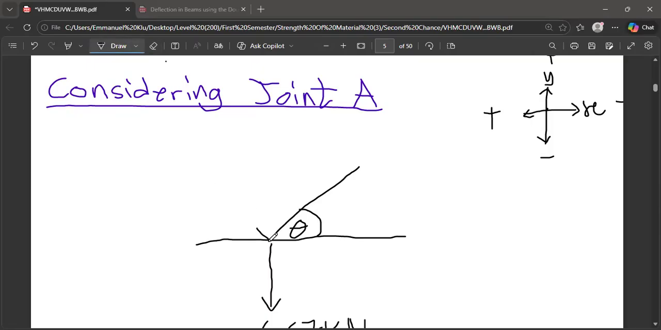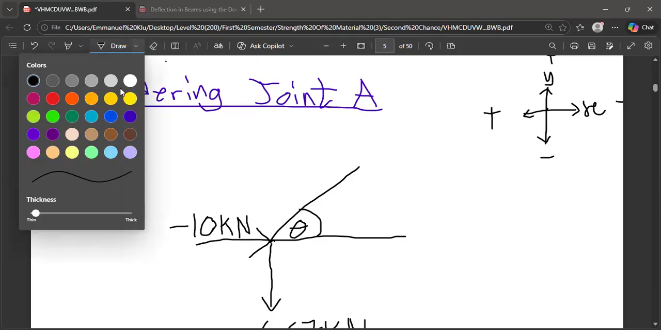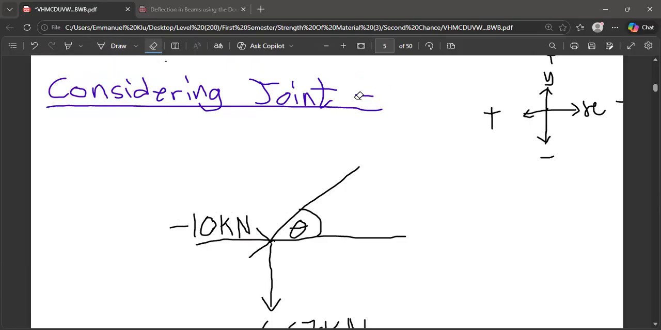So this is it, 10 kilonewton. But it is negative. For this one, we don't want to change the sign, so we want to maintain it that way. Negative 10 kilonewton. So we can put point A over there. Since we know the value of A, we can just put it over there.